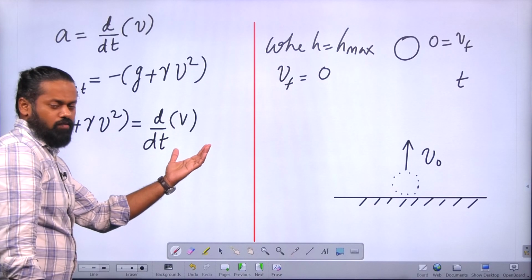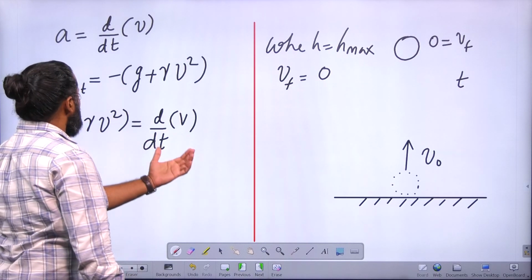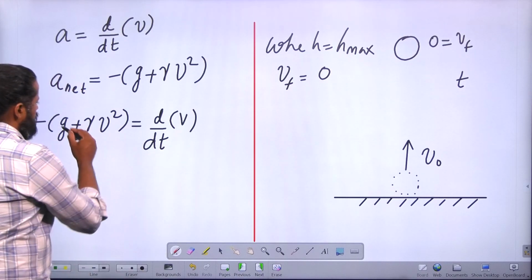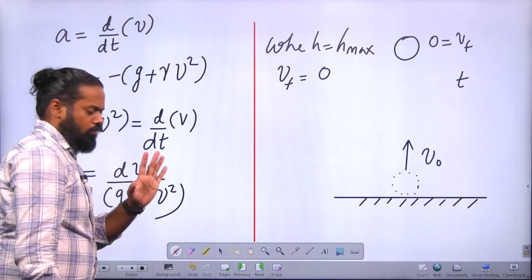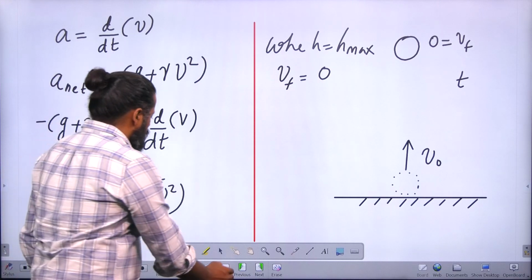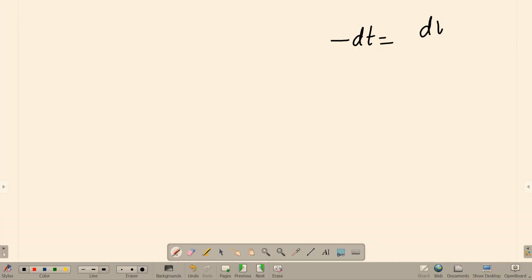Fine. We can do the variable separation. Variable separation is a technique in solving differential equations, and in this kind of situation we can use it. So now you can see that dt I can bring to one side, because there is no other time variable here. So we can say that dt is equal to dv divided by g plus gamma v square. Fine. Let us do integration. So in the next step we are going to integrate. Look here. So minus of dt is equal to dv divided by g plus gamma v square. Fine. We are going to integrate.